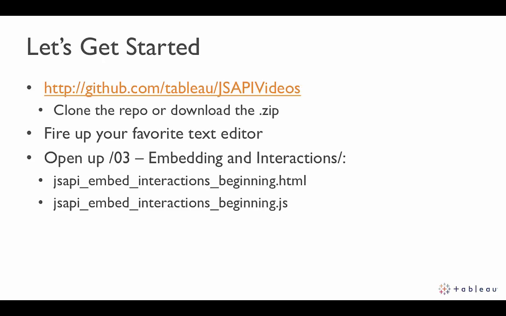Let's go ahead and get started. As I said, navigate to github.com/tableau/JS-API-videos and grab all that content. Fire up your favorite text editor. Open up the folder O3 Embedding and Interactions, and you'll notice there's 4 key files in there: JS API, embed interactions.html, and JS. Those are the finished product. That will be our end goal. So if you'd like to open that up and see where you're going, you can go ahead and do that.